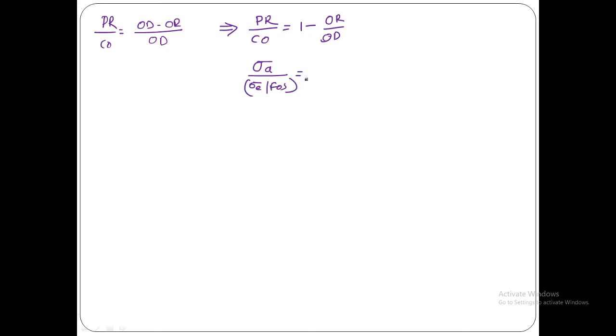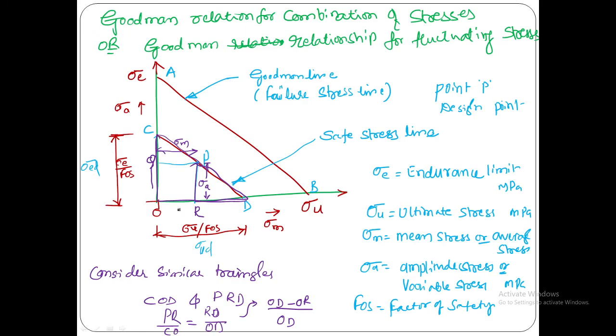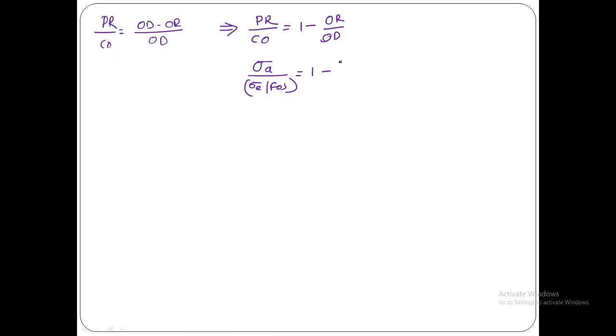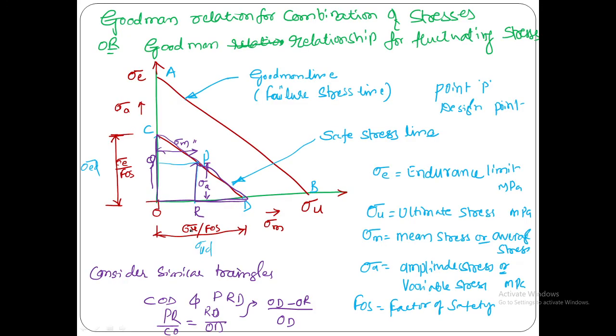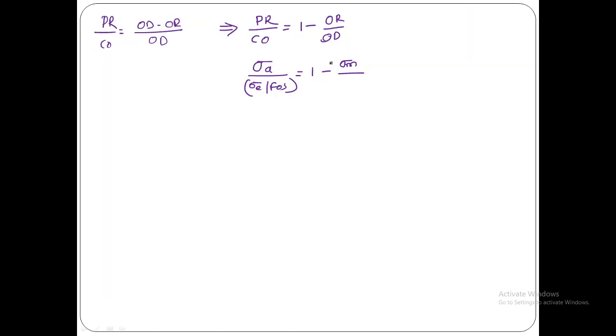This is equal to 1 minus OR, where OR equals sigma M divided by OD, which equals sigma U divided by FOS.